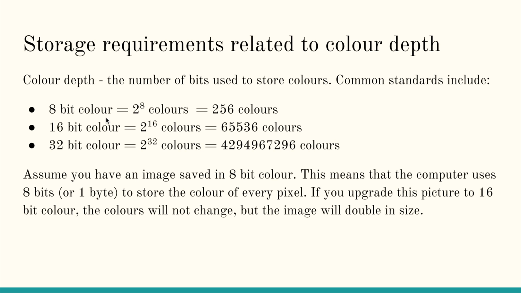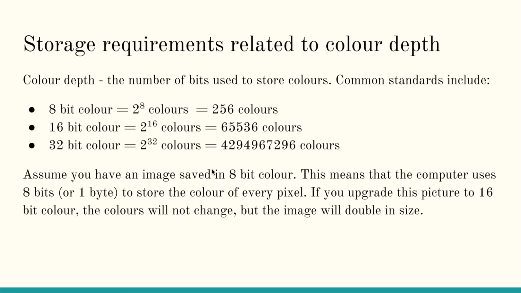So when we're looking at 8-bit color, that's 2 to the 8 colors, which is 256 colors. With 16-bit color, 2 to the 16, which is 65,000 colors. And with 32-bit color, it's 2 to the 32, which is many, many colors. We have other standards as well. I think you've got 24-bit color and so on. It just means that you have many more colors to represent.